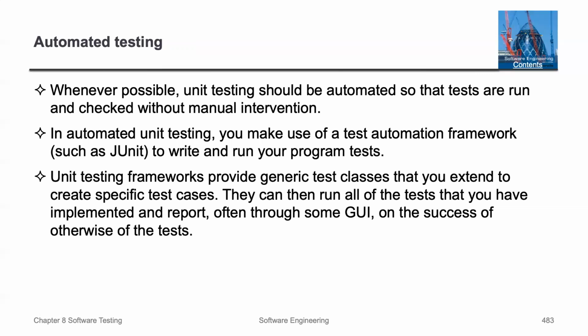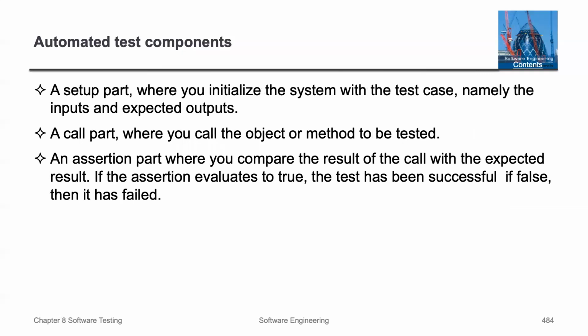They can then run all of the tests that you have implemented and report, often through some GUI, on the success or otherwise of the tests. For automated test components, there is a test part where you initialize the system with the test case, namely the inputs and expected outputs. A call part where you call the objects or methods to be tested, and an assertion part where you compare the results of the call with the expected results. If the assertion value is true, the test has been successful. If false, then it has failed.